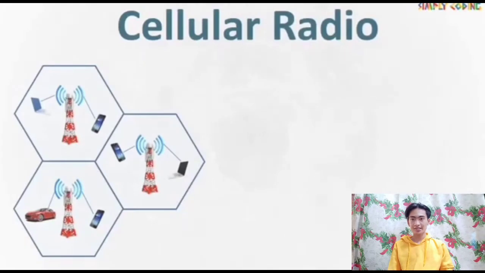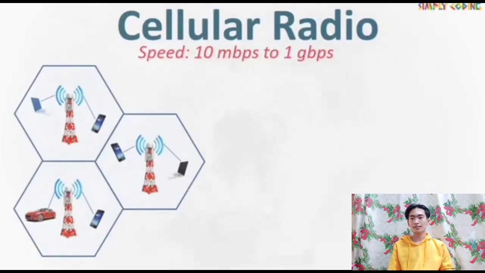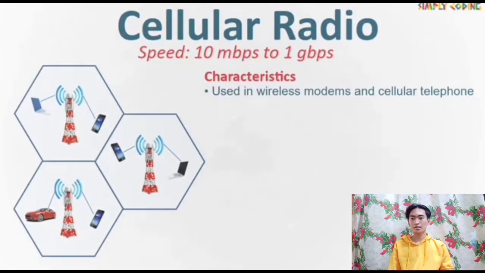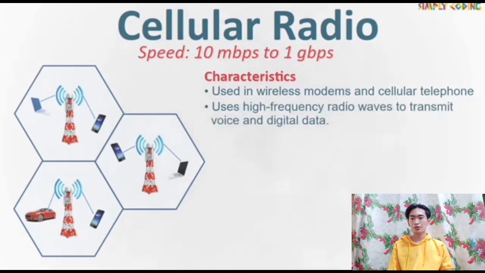Next is the cellular radio. Cellular radio describes a method of increasing the number of simultaneous radio conversations that can be supported by a fixed number of radio frequency or RF channels by limiting the range of transmitters to a single cell to which a proportion of the available channels is allocated.